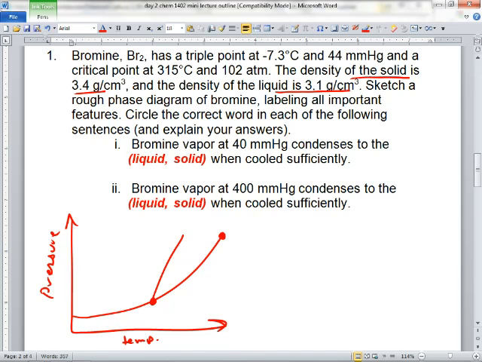Okay. Now we need some numbers in here. We need to have some idea of these numbers because they're asking us some questions. So triple point at negative 7.3 and 44 millimeters of mercury. Where do I put this negative 7.3? Yeah, right under that first dot. Go straight down. This is the triple point. That's its temperature, negative 7.3. And the pressure is 44. We'll go across. That's the 44.